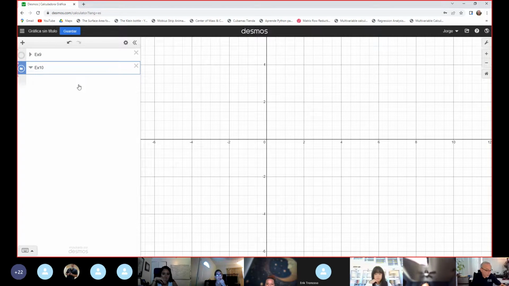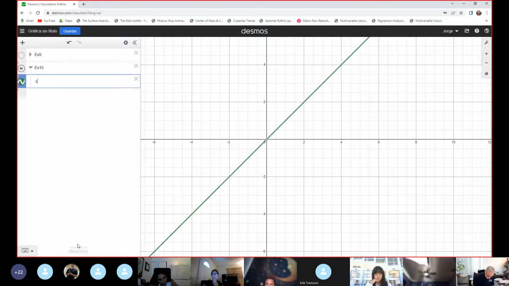Okay, now let's do number 10, but not by hand anymore, using Desmos. Number 10 says x minus y equals 7. You copy that. x minus y. I use now not the specific keyboard of Desmos, but my own keyboard that I have in my hand here. x minus y equal 7.